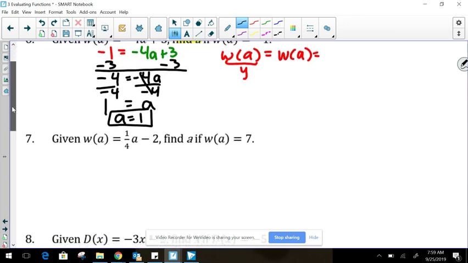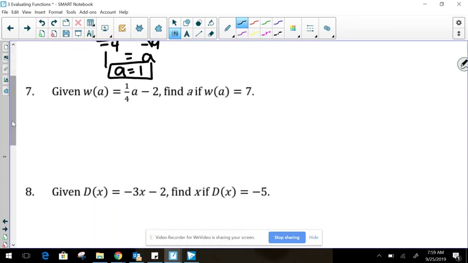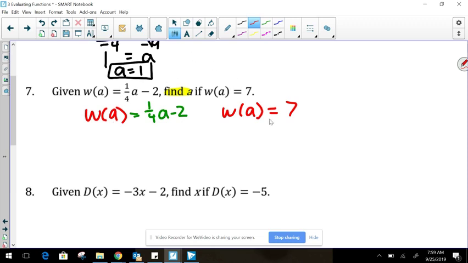All right, let's try it again. Let's see how this goes. Again, it's telling you find A. Okay, so that means I'm given W of A, which is the same thing as Y, if that helps you think of it that way. So W of A, all right, all I did was just rewrite the problems here so I can show you my little switcheroo. Okay, W of A is equal to 7.